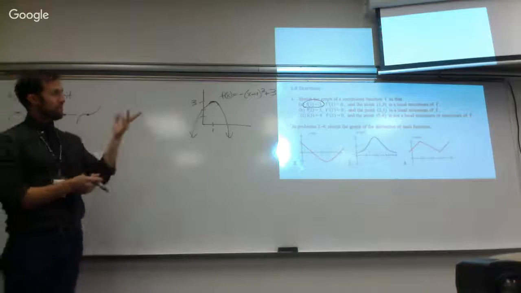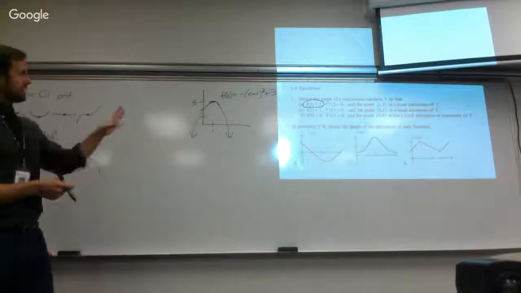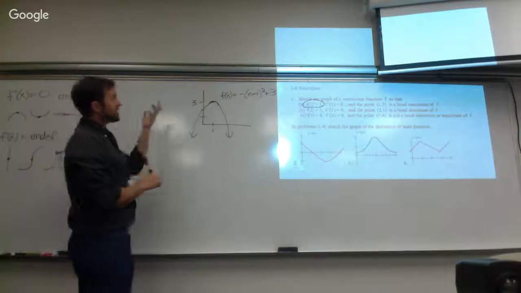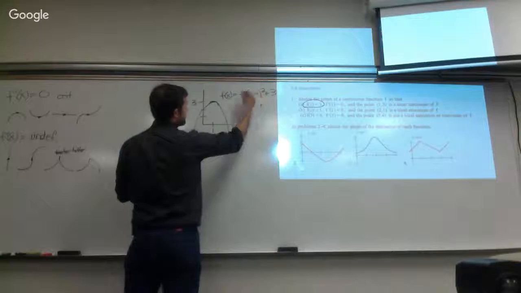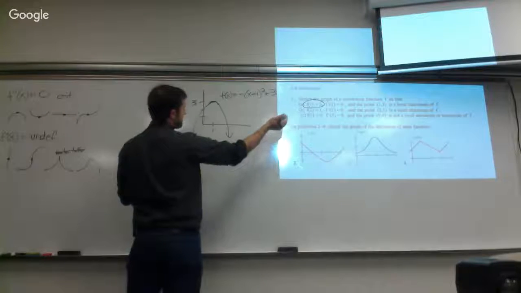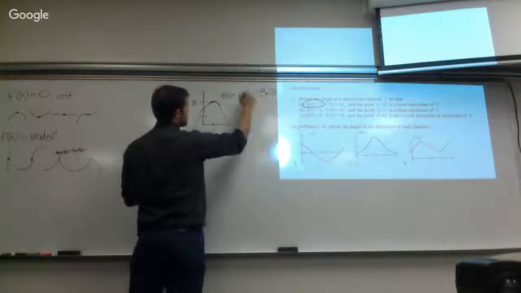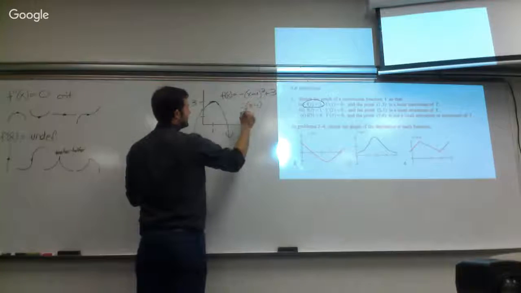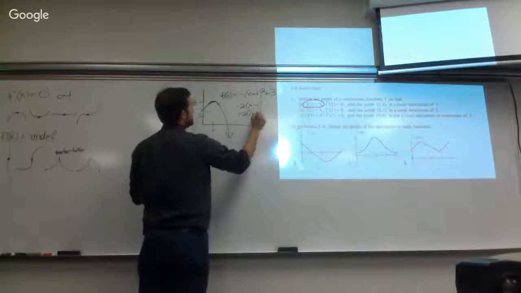We went one step beyond what they're asking. Not only did I sketch a graph, but I even gave the function for it. And at that point, I could even confirm that the first derivative is 0 at 1. So if I took the derivative, it'd be negative 2 times (x minus 1). And if I plug 1 into that, negative 2 times (1 minus 1), that really is 0.